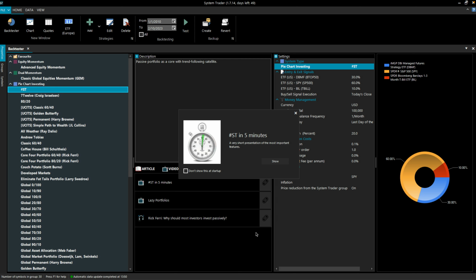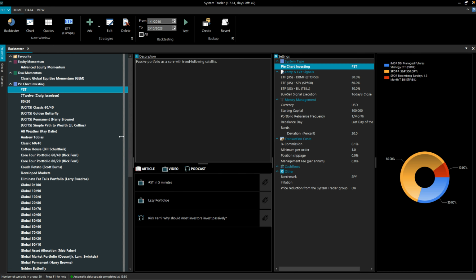When you start the application for the very first time, you will see this pop-up window with ST in 5 minutes, a very short presentation of the most important features. And I highly recommend you watch this short video because although this course is very extensive, in this very short video you will get a very good overview of what the ST application is all about. Okay, let's close it for the time being.